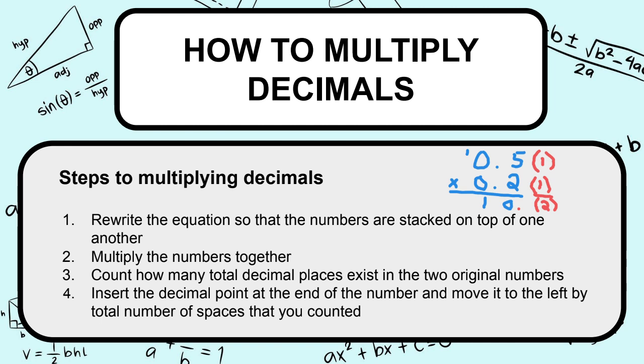And then I'm going to move it to the left by the total number of spaces you counted. So I counted 2 total spaces, so I'm going to move it 1 and 2 spaces to the left. And now that is where I'm going to put my decimal point. And I finish with a product of 0.1 or 1/10. All right, so I hope seeing the example helped, but we've got 2 more examples that we're going to go over right now.